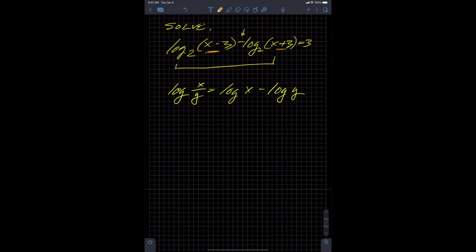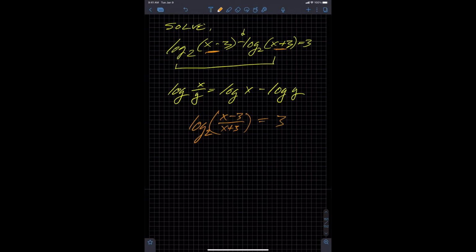And so I'm going to deploy this, and the insides of these two, this will act as x, this will act as y, such that I can rewrite the left-hand side of my equation to be log base 2 of x minus 3, the numerator, divided by x plus 3, the denominator, and that's going to be equal to 3.